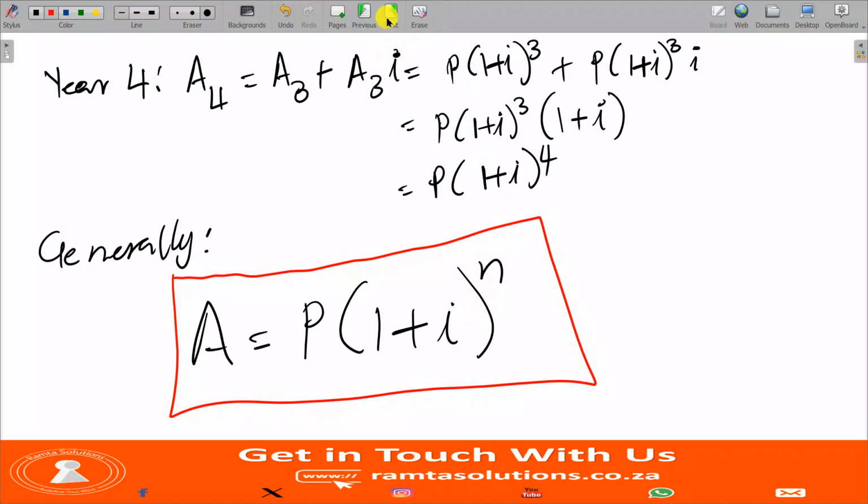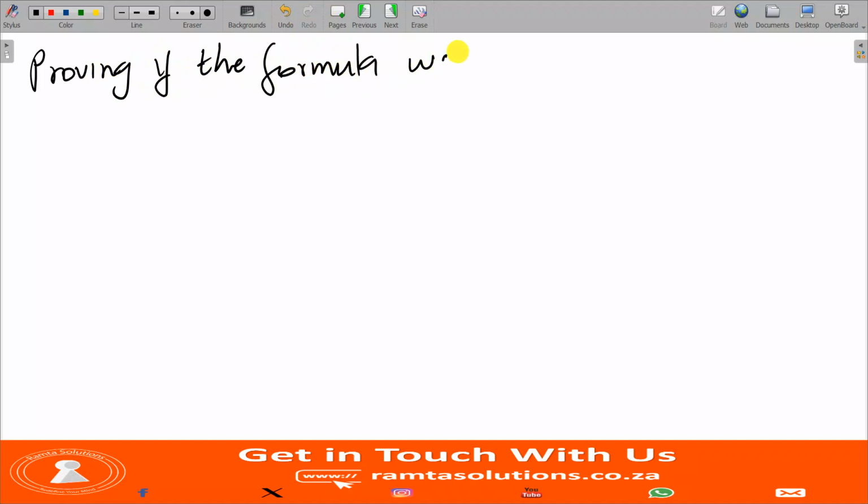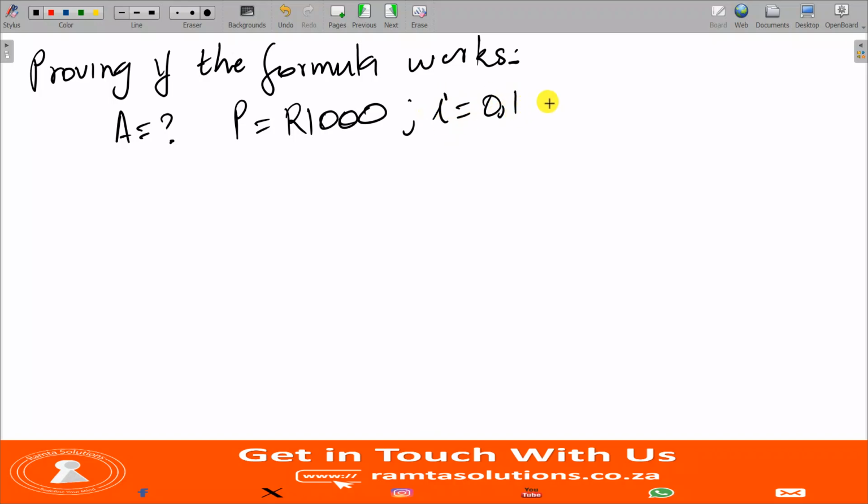So now let's prove if the formula works. Remember, if it doesn't work, we ditch it. So proving if the formula works, we are looking for this. They said the investment was 1,000 rand. It was gaining interest of 10%, which is 0.1, and it was for 4 years.